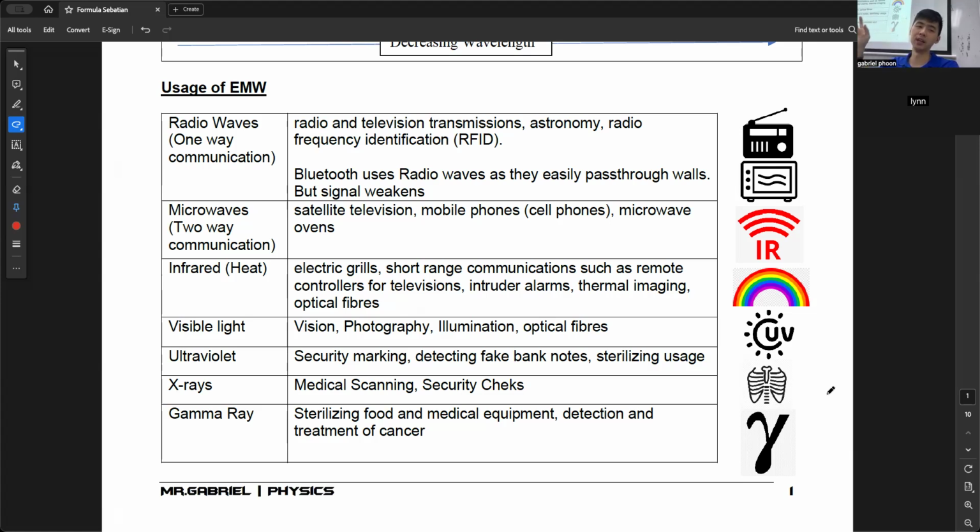X-ray to check for your bones, and gamma ray, this one is quite commonly asked: sterilization of food and medical equipment. So if you think about it, gamma radiation is most commonly used for cancer treatment, right?